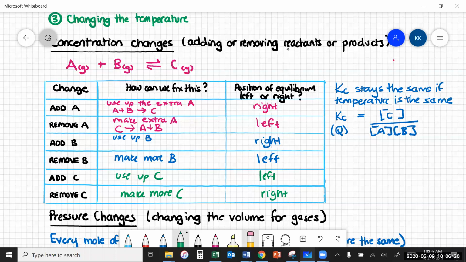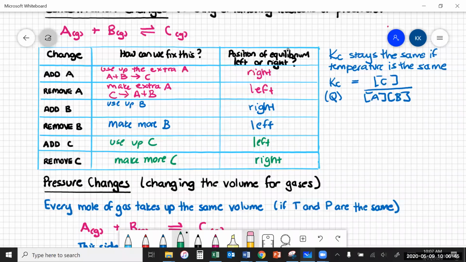So you can see it's very simple to do concentration changes because you just need to think about how to either use up the extra stuff that you've put in or to make more of the stuff you put out. And that will keep going until your equilibrium constant retains its original value.